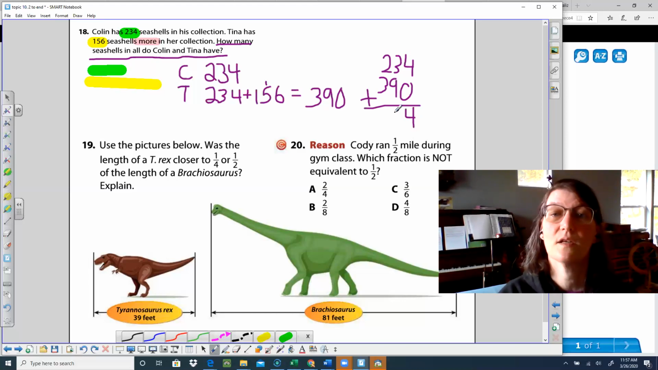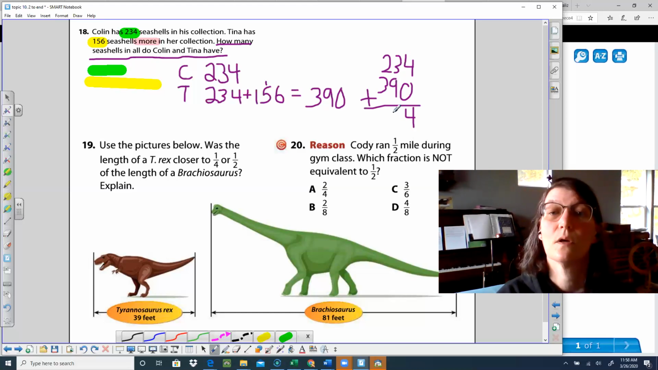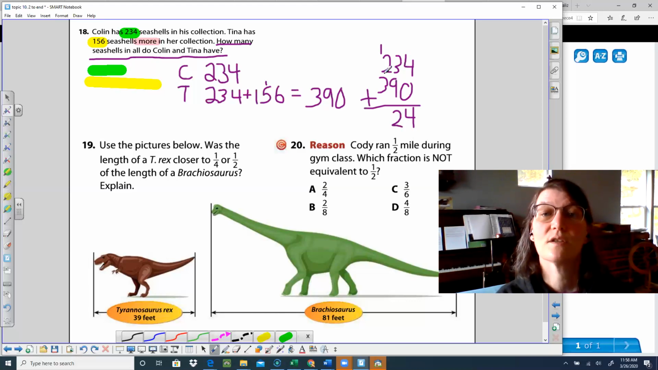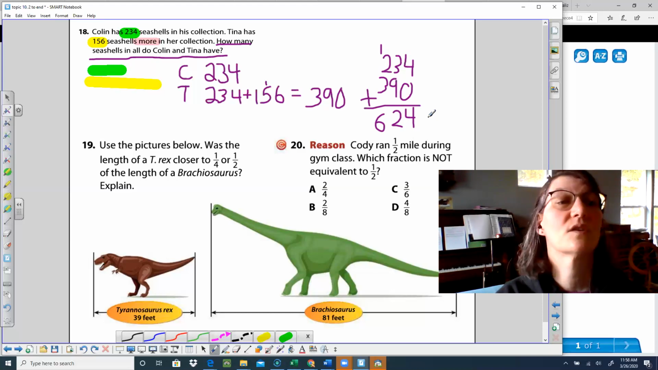So 4 plus nothing is 4. 9 plus 3 is, oopsie, where'd my mouse go? 12. Carry a 1. 2 plus 3 is 5, plus 1 more makes 6. So they have 624. I'm going to type seashells because that would be a lot for me to try to handwrite.